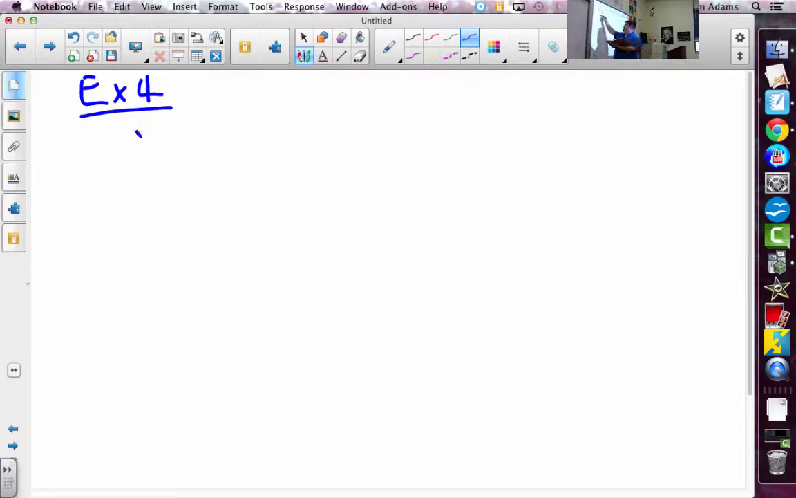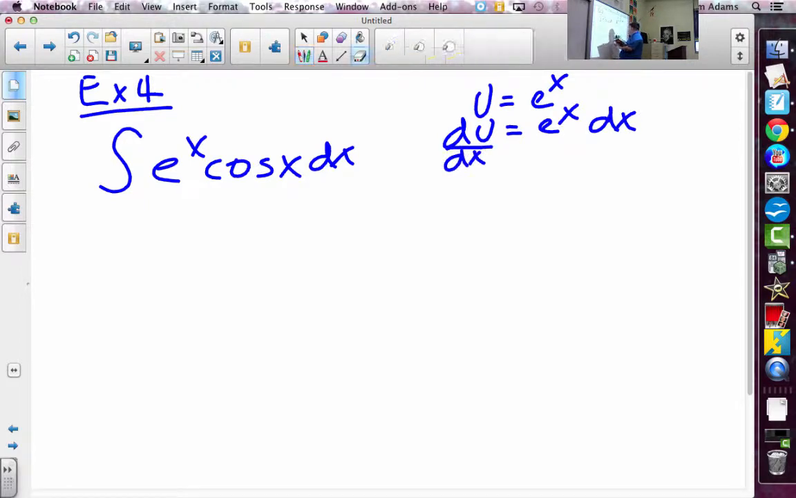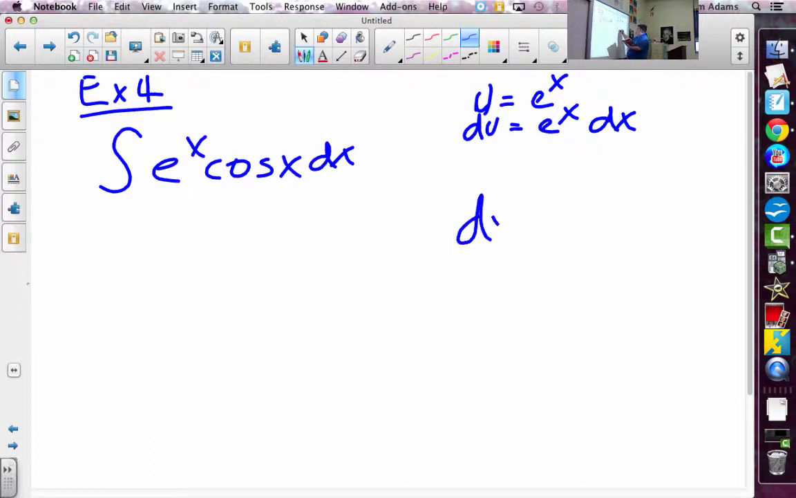Example number 4, and I thought I did this one already, but we'll do it again. The integral of cosine of x, e to the x, dx. If I let u equal e to the x, then du is equal to e to the x dx. Remember that there's usually a dx on the bottom, and if I multiply both sides by dx, I'll get that. And then if I let dv equal cosine of x, remember that the derivative of sine of x is cosine of x.